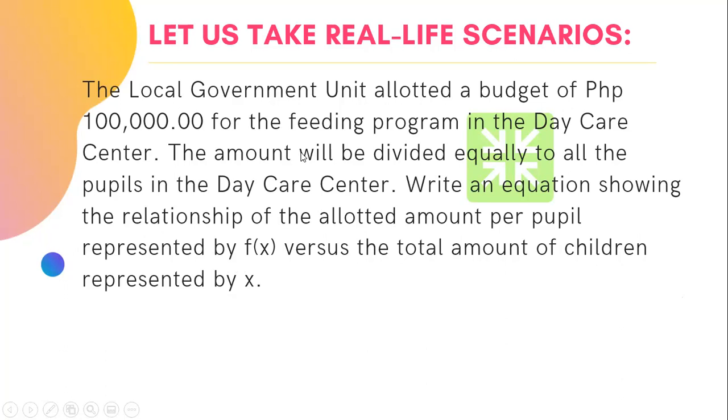Of course, if you have a certain amount of money, to divide it among the number of pupils or children in the daycare center, whatever the number of children is, you need to divide the 100,000 by that number. So let's say, for example, there are 100 children, then it will be 100,000 divided by 100. But since it's a rational function, and a function must be an equation that can represent any situation, whatever the number of children in the daycare center, that will be your formula. So this problem will be represented by the rational function f of x equals 100,000 divided by x, where x is the number of children.